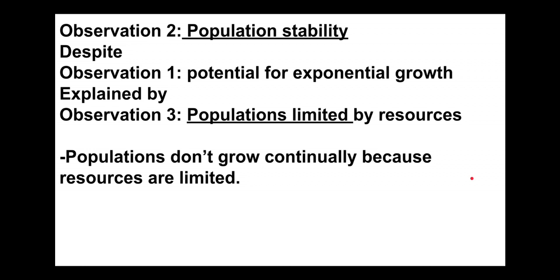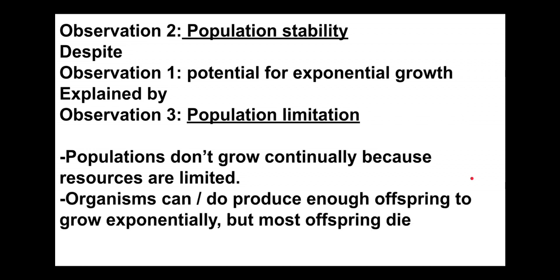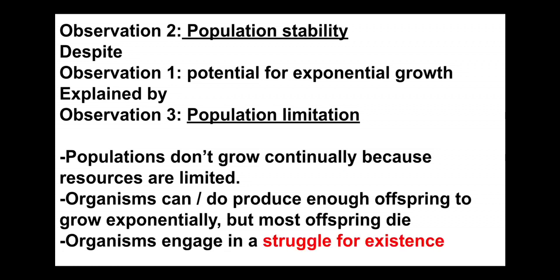Stated another way, populations don't grow continually because resources are limited. All organisms produce or can produce enough offspring to grow exponentially, but most of those offspring die. So this creates a struggle for existence, or differential survival. There are winners and losers.